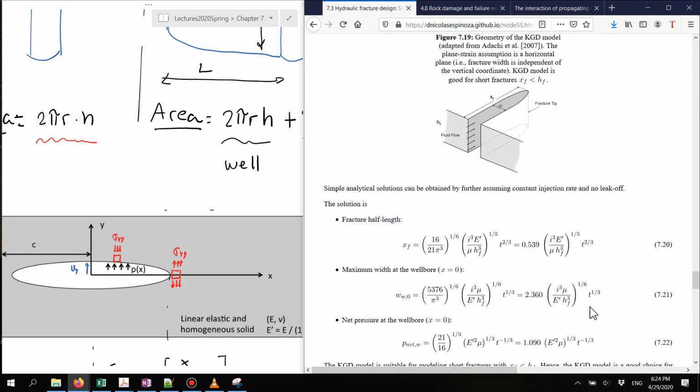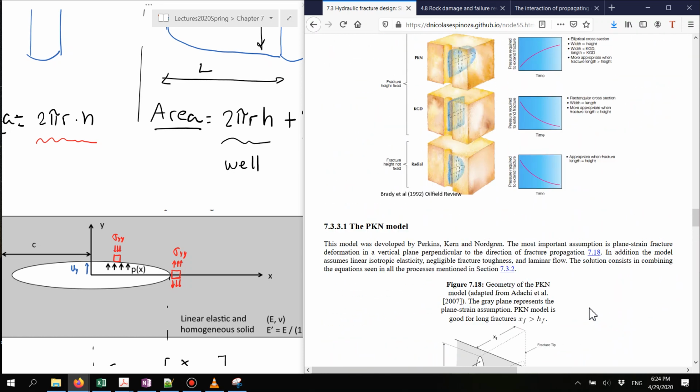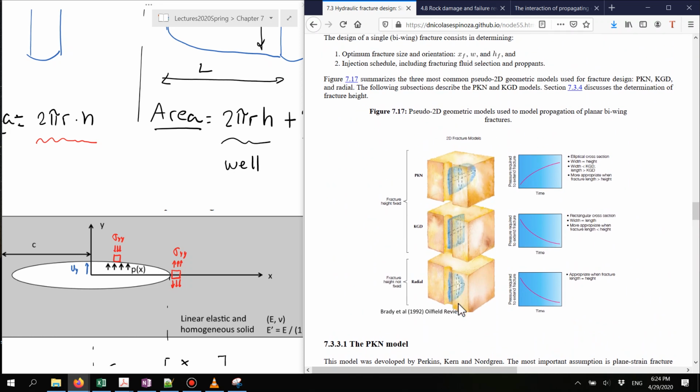And there is also the solution of the radial case, something that we are not going to see, but you might find that solution either in this paper that I'm pointing to the reference to right here, or also in the book of fracture mechanics by Valko and Economides. You'll find those solutions there.